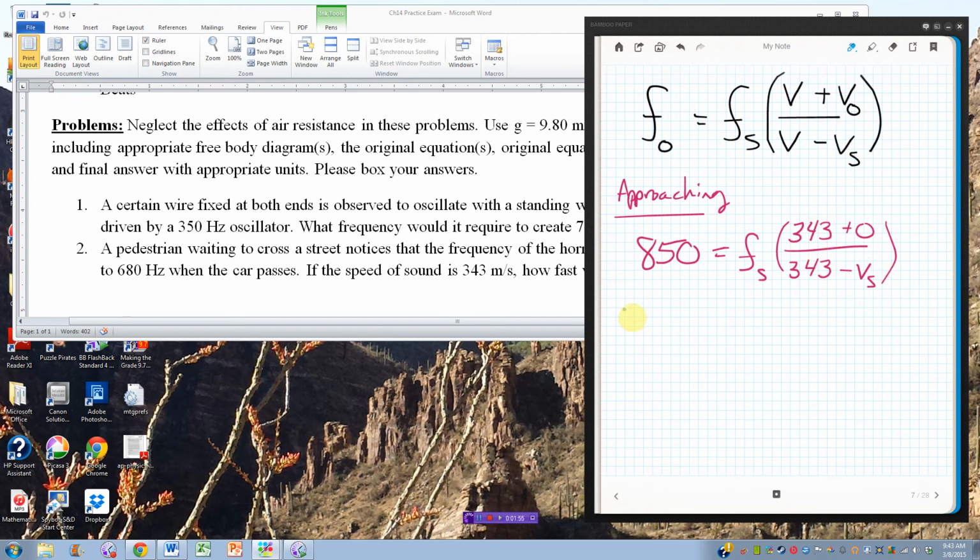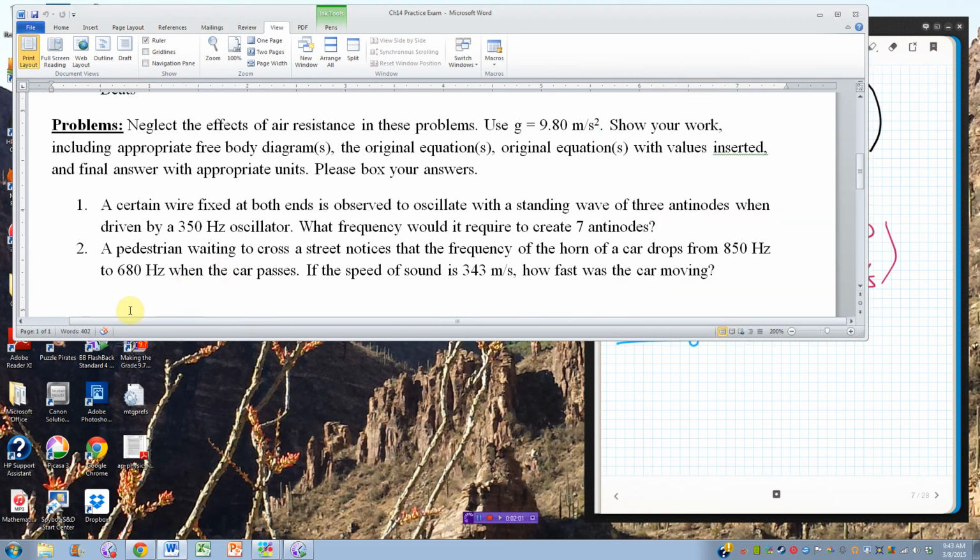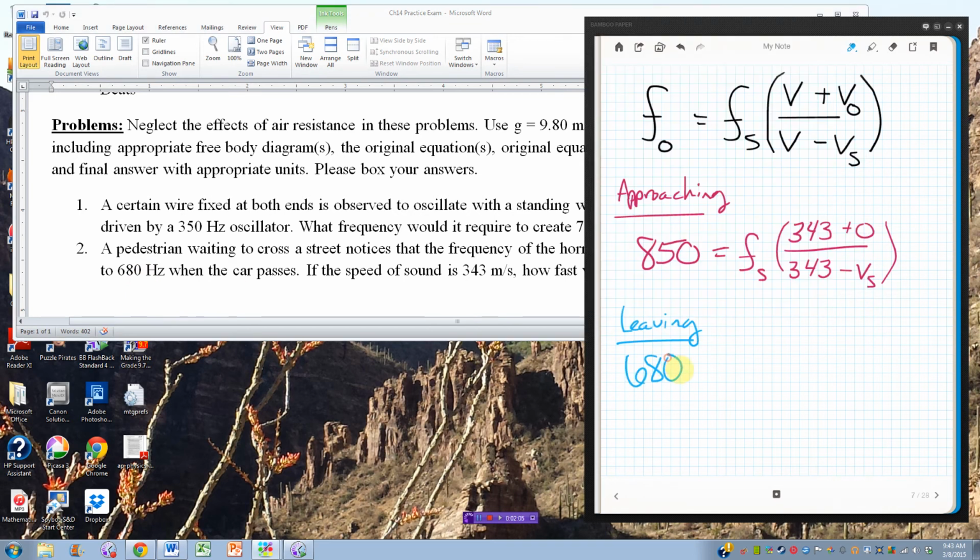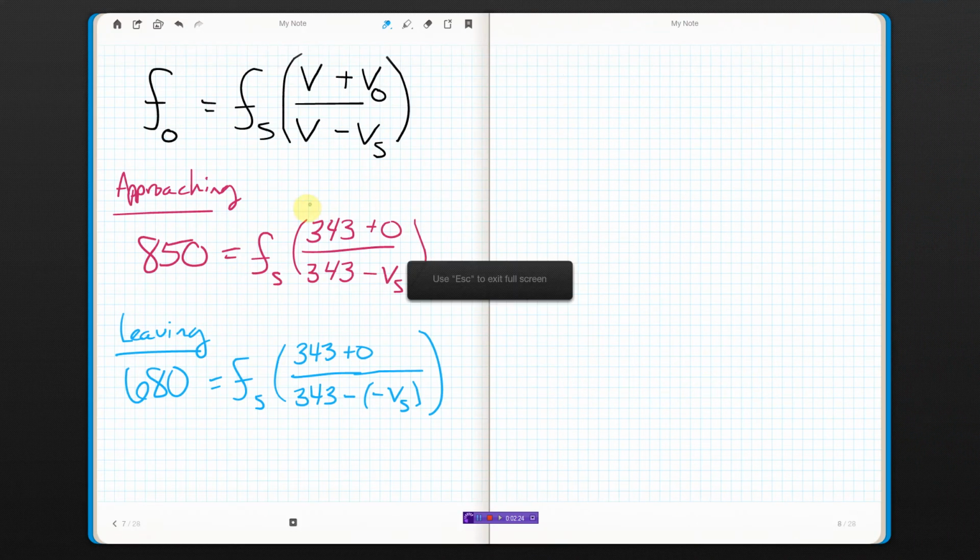I do it again for when it's leaving. When it's leaving, you hear 680 Hertz. So that's going to equal the frequency of the source times 343 plus 0, over 343 minus, this time, since it's leaving, we'd need Vs to be a negative number, so it'll look like this. Alright, let's go full screen now. I have everything I need.